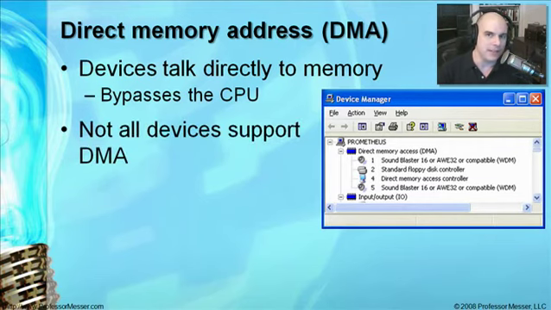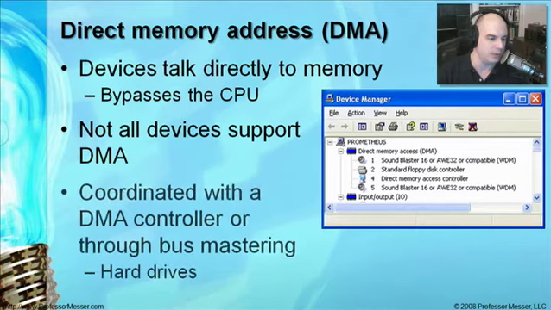Now, not all devices are going to be able to support direct memory access. There's extra hardware that has to be on that piece of equipment. It has to have its own processor, has to be a little bit smarter, and has to have a good reason. It's much easier to have the CPU do all the work for us. And so you'll notice that your direct memory access list in your device manager may only have 4 or 5 or 6 different devices in it, which is really a very small subset of what you might have inside of your system.